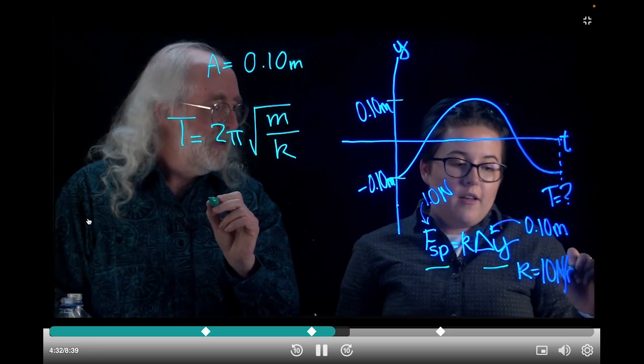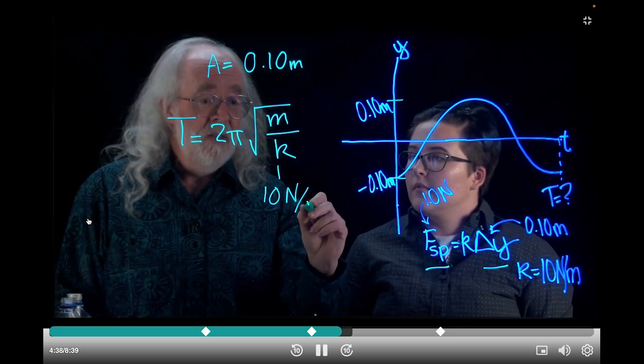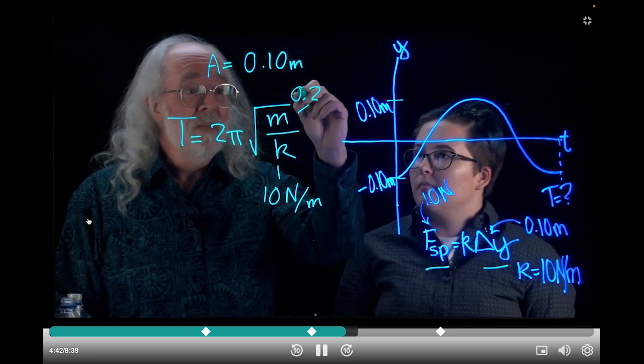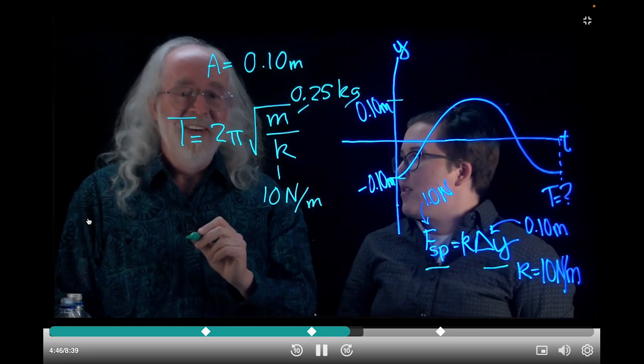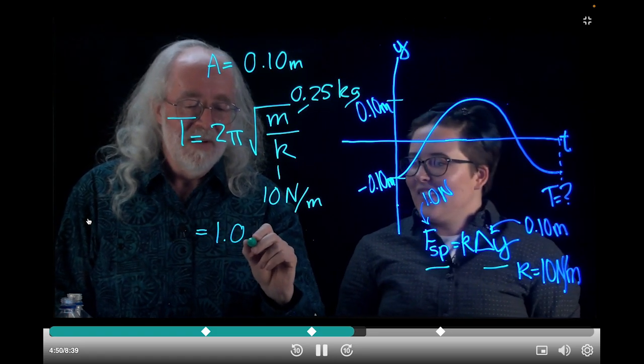newtons per meter. Awesome. And with the spring constant in hand, 10 newtons per meter, and I know the mass, too. This is a 250 gram mass, or 0.25 kilogram mass. By golly, we can solve for the period. And if we do that, I get a period of 1.0 seconds.